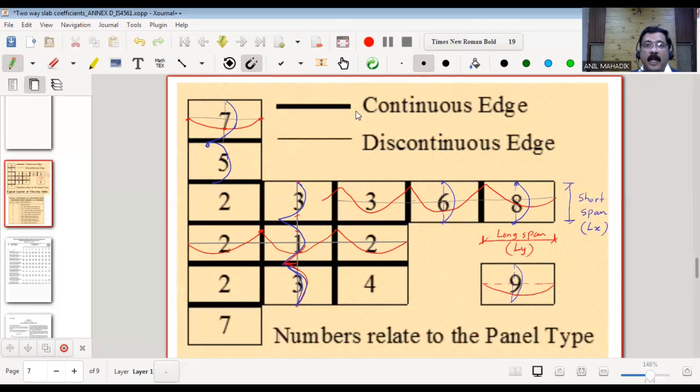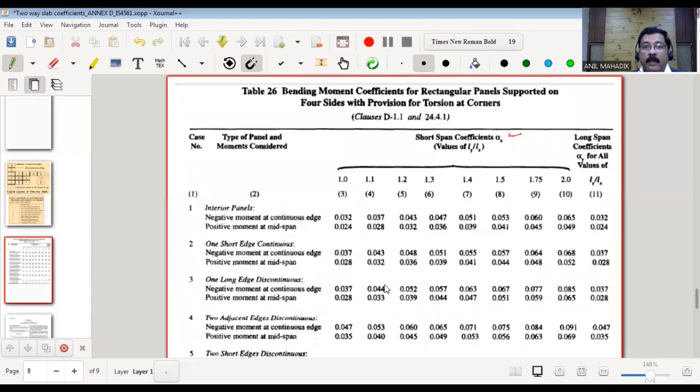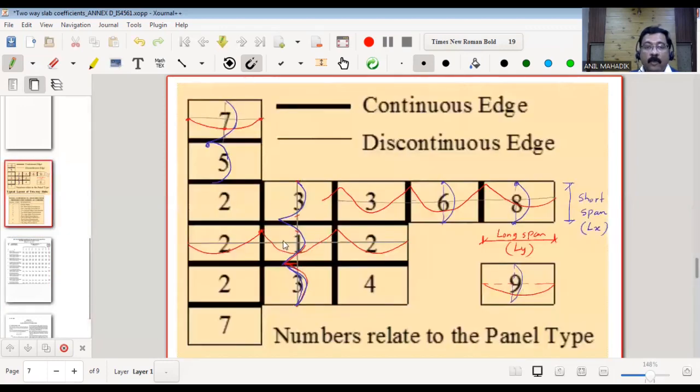Now you can understand which is the continuous edge. Then you can refer to the table and look at the coefficients alpha x, alpha y. Alpha x is for the short span, which has positive and negative values. For example, let me take case number 1, as we have taken. So in this blue color, there will be alpha x negative, here, this one. Then this will be alpha x positive, this one, the sagging moment. Again, alpha x negative. Then for the longer span moment, this will be alpha y negative, and this will be alpha y positive. So this is the interpretation.